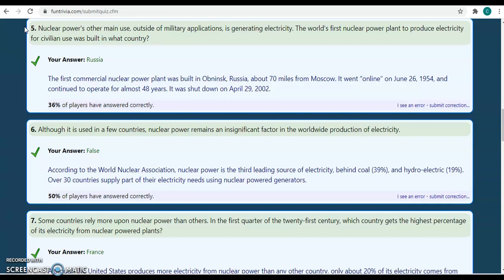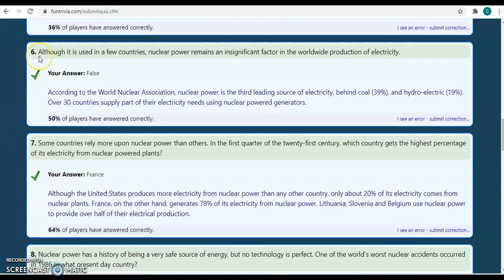And the world's first nuclear power plant to produce energy for civilian use using nuclear power was in Russia. The first power plant was built in Obninsk in Russia, about 70 miles away from Moscow in the 50s, and it continued to operate for almost 48 years, but then was shut down and decommissioned in 2002.